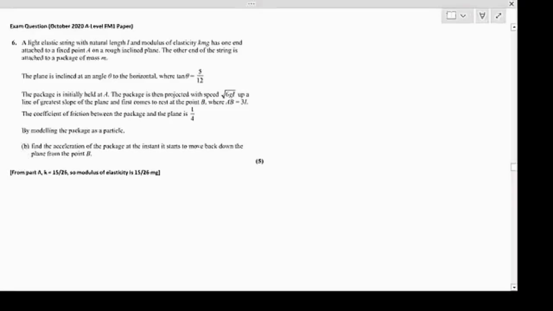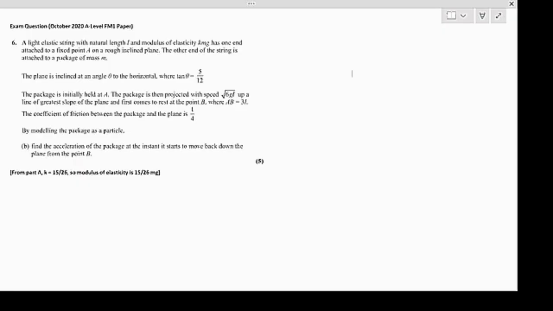Okay, so we're going to finish off by looking at an exam question. It's the first exam question actually we're going to look at in this chapter. Okay, so here we're told a light elastic string, natural length L, modulus of elasticity kmg, has one end attached to a fixed point A on the rough inclined plane. The other end is attached to a package of mass M. The plane is inclined at an angle theta. The package is initially held at A. The package is projected with speed root 6gL up the slope, and first comes to rest at point B where AB is 3L. The coefficient of friction is 1/4. We need to find the acceleration of the package the instant it starts to move back down the slope from B.